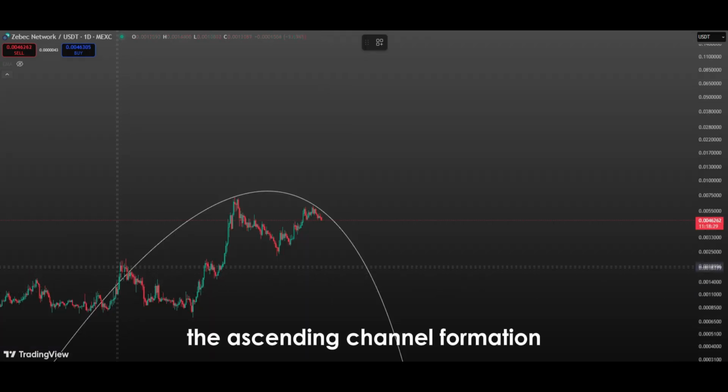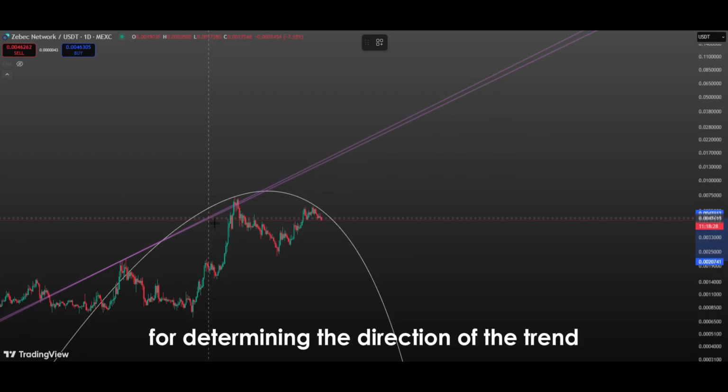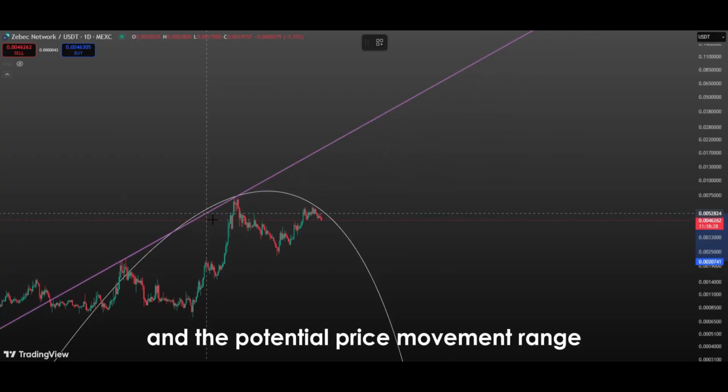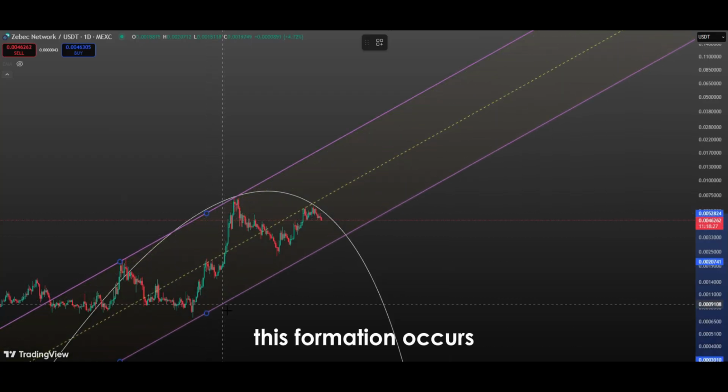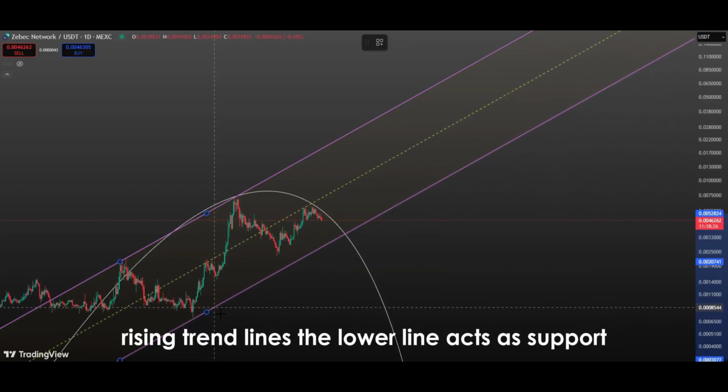The ascending channel formation is an extremely important structure in technical analysis for determining the direction of the trend and the potential price movement range. This formation occurs when the price fluctuates between two parallel rising trend lines.